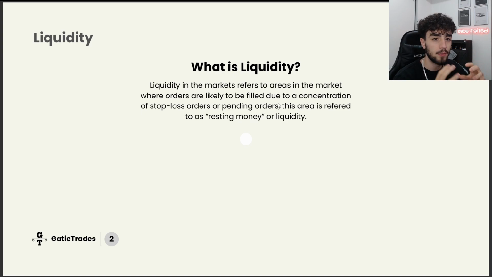Basically it means that there are levels inside the market, a certain level, let's say 21,000 for example, where there are a lot of stop losses, a concentration of stop loss orders or pending orders where liquidity is resting, meaning if price were to reach these levels, the liquidity pool would be engaged.